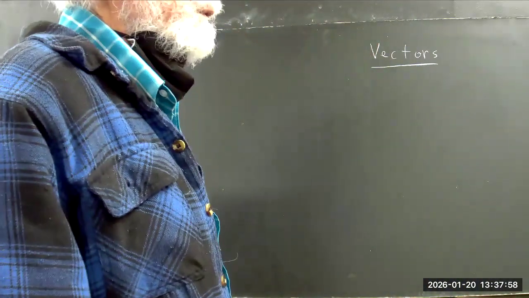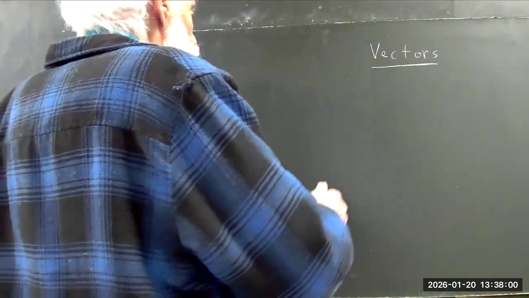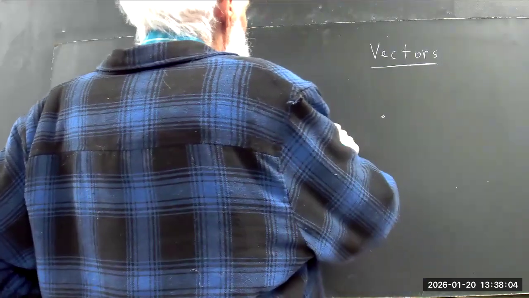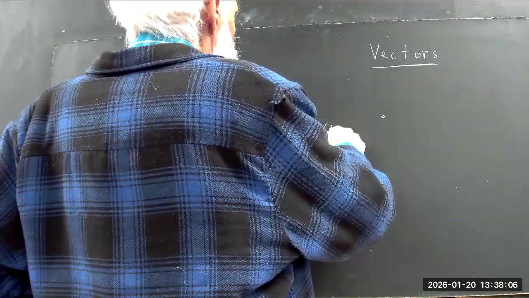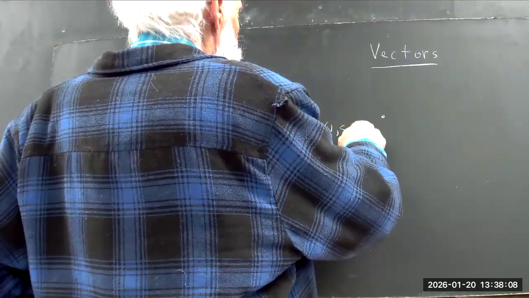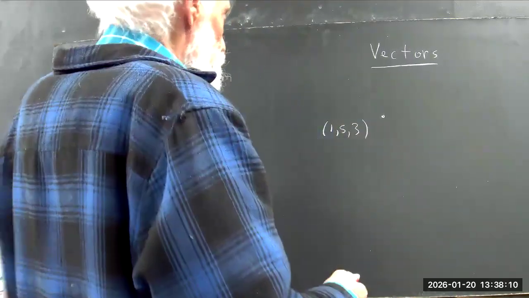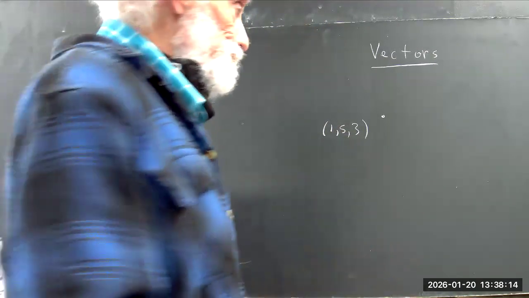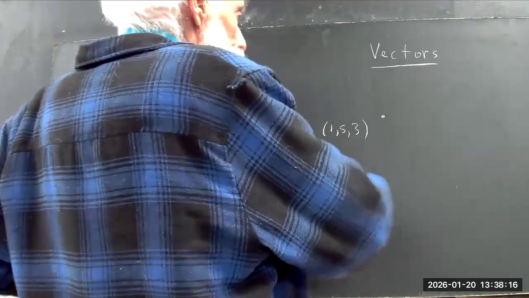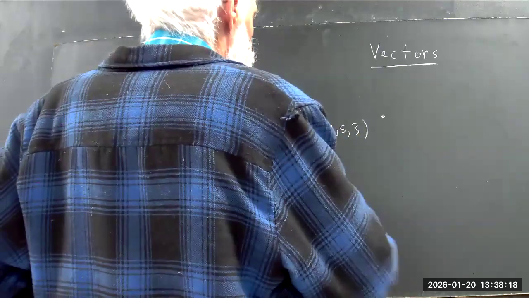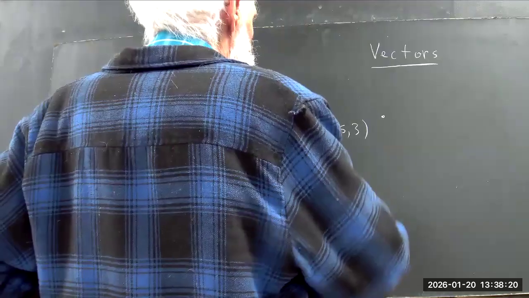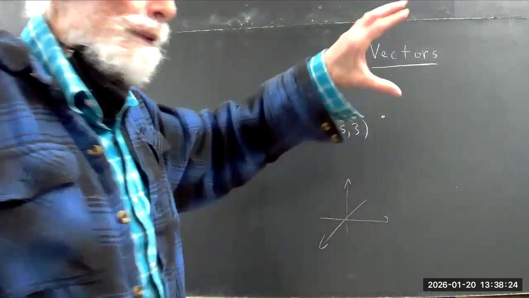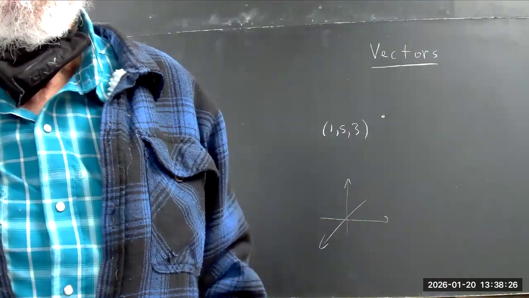I don't want to give you too abstract a definition. I'm going to start with a very concrete definition. It's relevant to what we have in the course. Let's just take a point (1, 5, 3). It's in three-dimensional space. x equals 1, y equals 5, z equals 3. We could put a set of coordinate axes here and locate that point. Right now, I'm just going to say it's in space someplace, right?